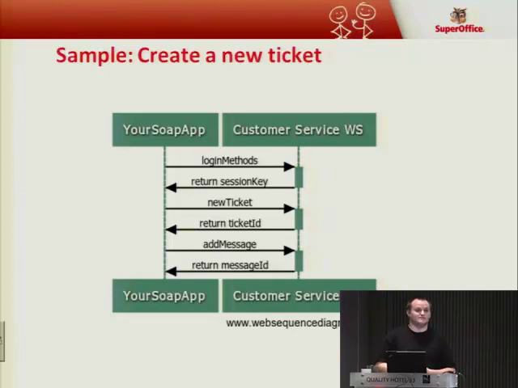Then you use the method called newTicket to generate a ticket, and you get the ticket ID back, and then you use that ticket ID to create a message. This is quite similar to what you do in EJScript. First you create a ticket object, and then you create a message object, and you connect them together.